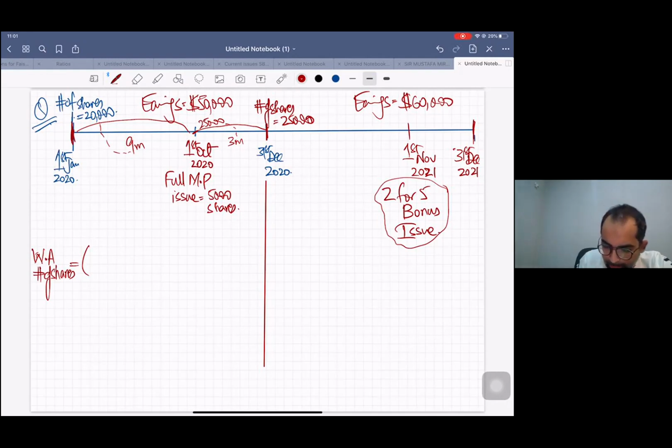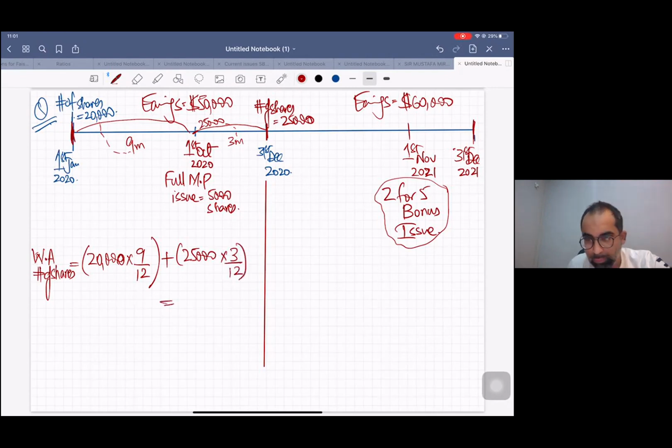So how are we going to do it? Look here: 20,000 times 9 upon 12 plus 25,000 times 3 upon 12. What's the answer? What's the weighted average number of shares? It's 21,250 shares.